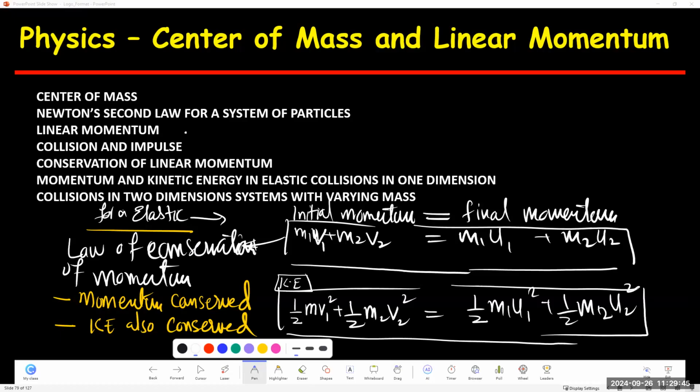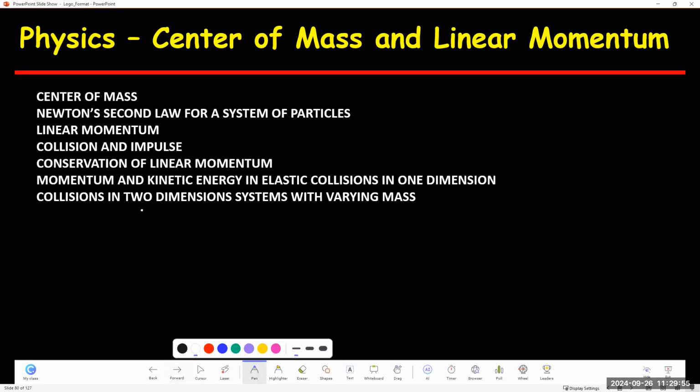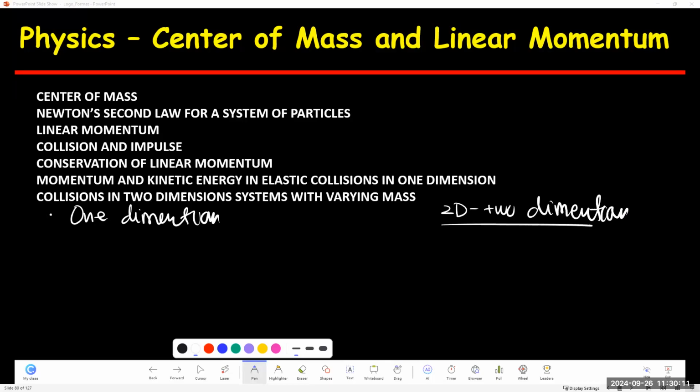And let's talk real quick about momentum in one dimension or two dimensions. So let's do it real quick. Here is one dimension, and then here I have 2D, or two dimension. You can also call this 1D, one dimension. What is one dimension? I have a ball coming here, another ball stationary here. This ball is moving this way. This ball is not moving.